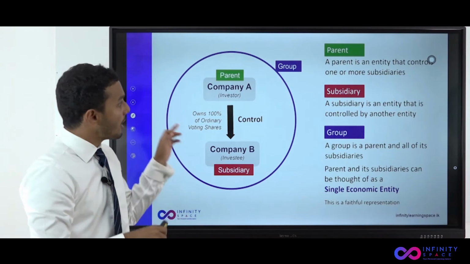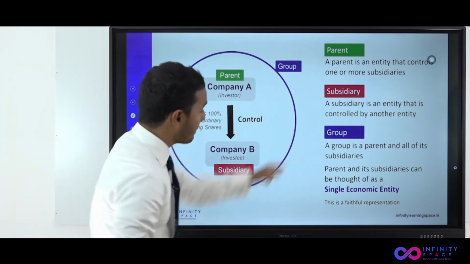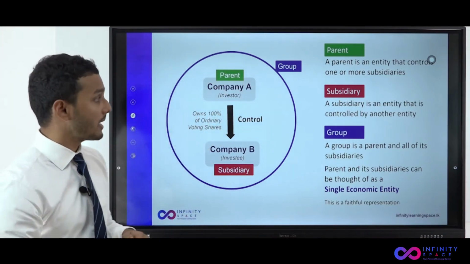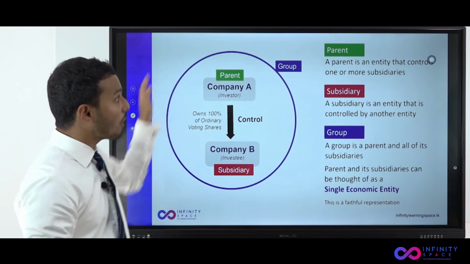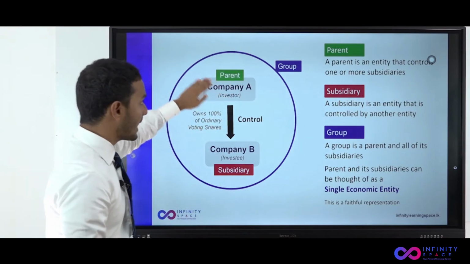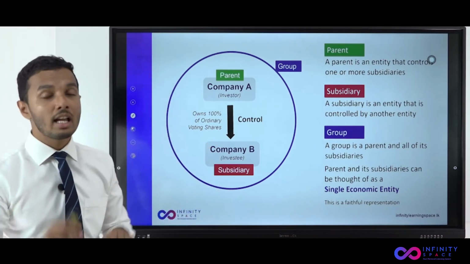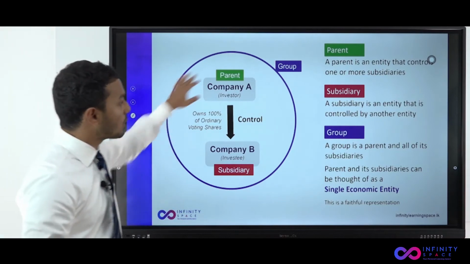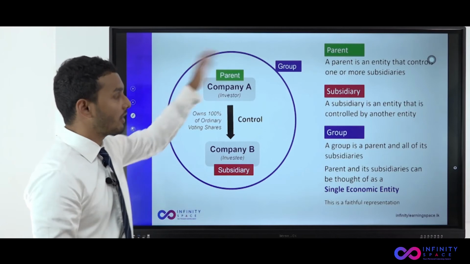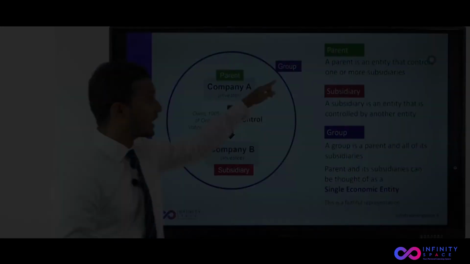So now looking at both company A and B as one big company called the group is in adherence with faithful representation, because we are looking at the economic reality, not the legal form. Even though company A is a separate legal company, and company B is another separate legal company, we don't care about that. We are going to put both of them together and create an economic entity that we call the group, and the consolidated financial statements are prepared for that group.